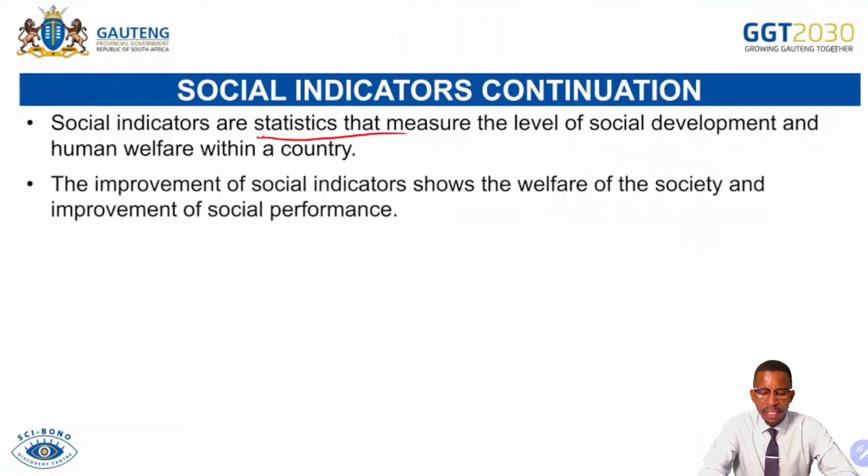The improvement of social indicators shows the welfare of the society and improvement of social performance. If ever these social indicators are improving, that will mean the society is doing extremely well. So that will mean people are living under better conditions.